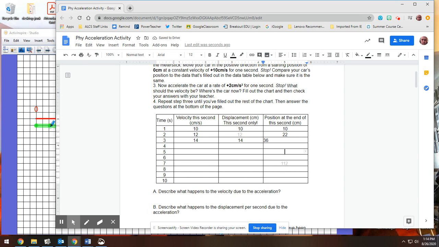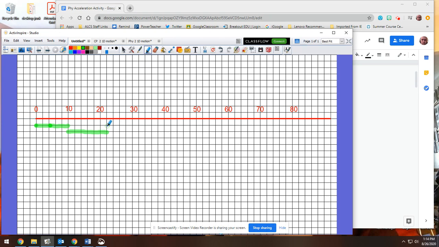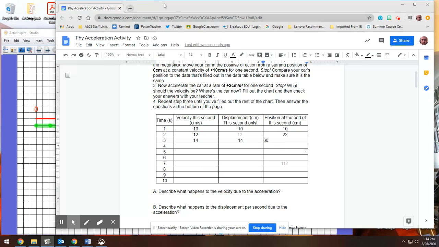So, come back here to the drawing. So, I'm here at the 22, and I draw a line that's 14. Right there. And what's going to happen is, you're going to notice that these segments are getting longer and longer and longer and longer because you're accelerating. That's the whole point. Accelerating is modifying your velocity.